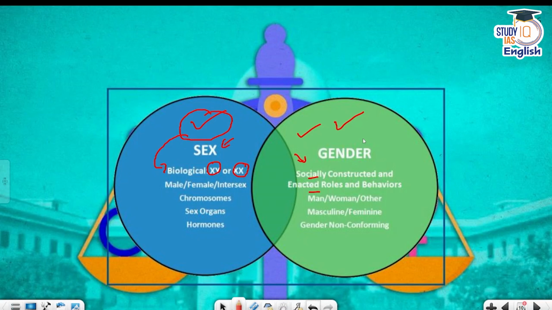And when, based on sex, one is expected to do those kinds of behaviors which are socially acceptable, this is known as gender stereotyping. Gender is more of a spectrum. There are many women who do not act in a way that society may accept them to be a woman. Similarly, for boys, for men, it can be the same.